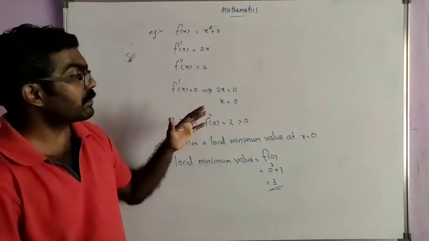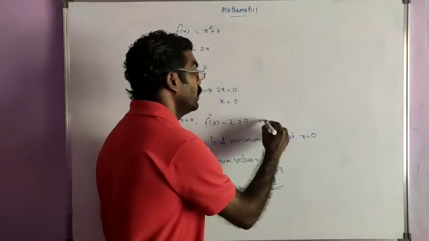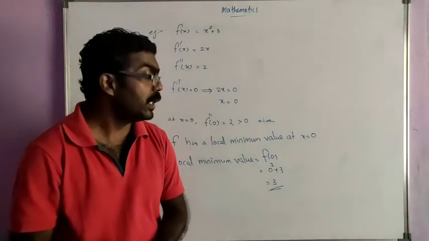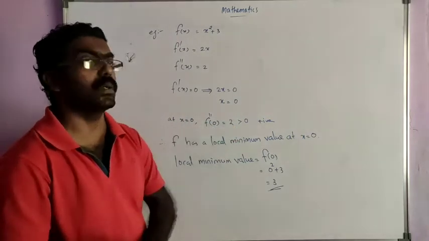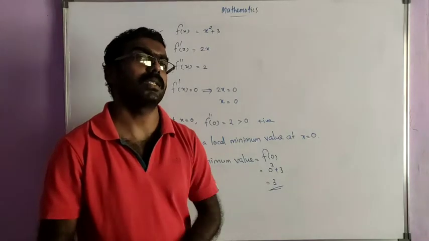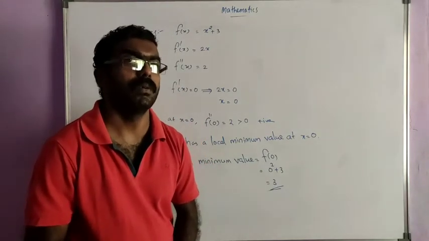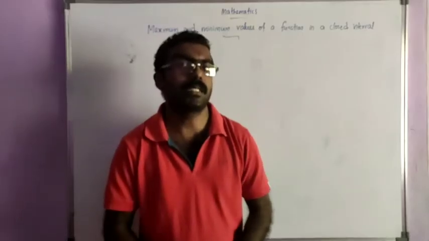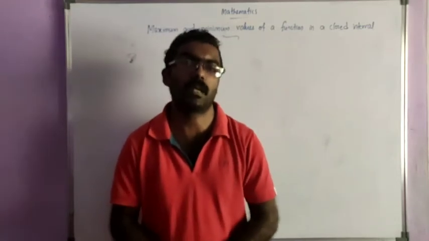Clear? So if the second order derivative is greater than 0, that means positive, then the function f has a local minimum, and if f double dash of c is less than 0, negative, then the function will have a maximum value, local maximum value. Okay. Now the next thing is maximum and minimum values of a function in a closed interval.